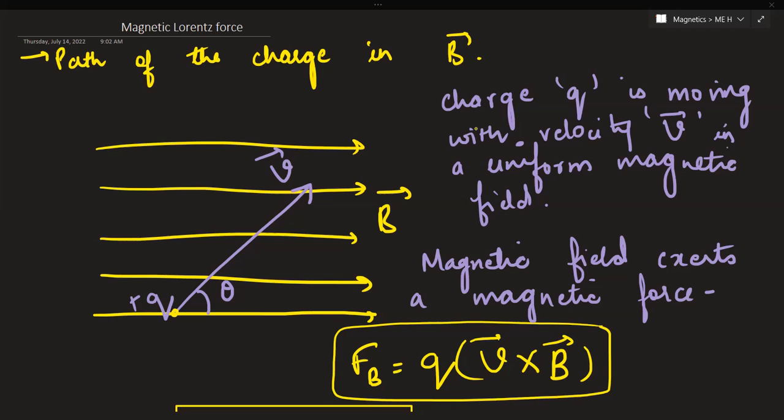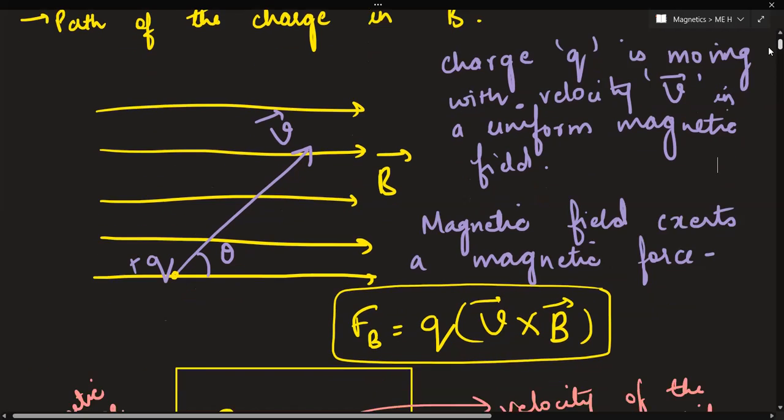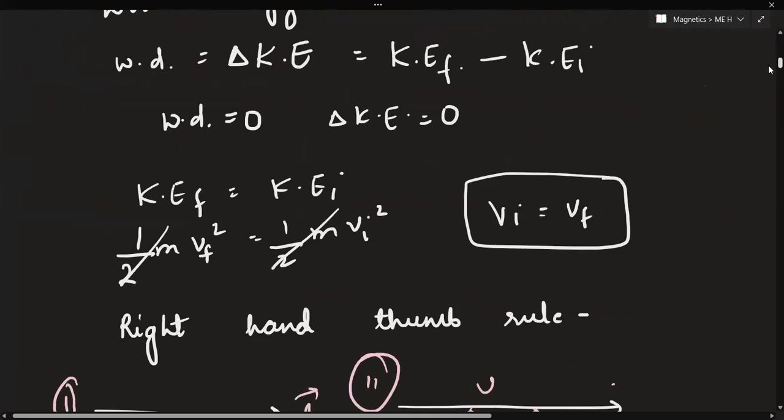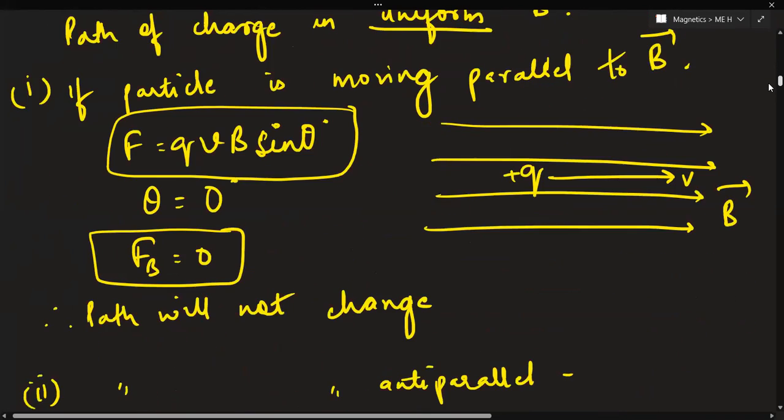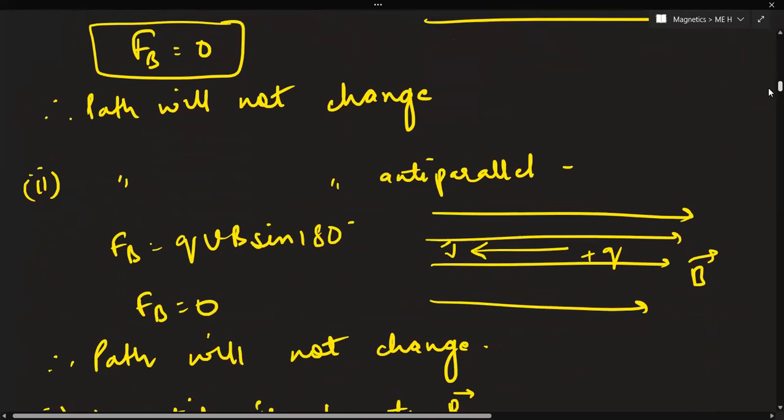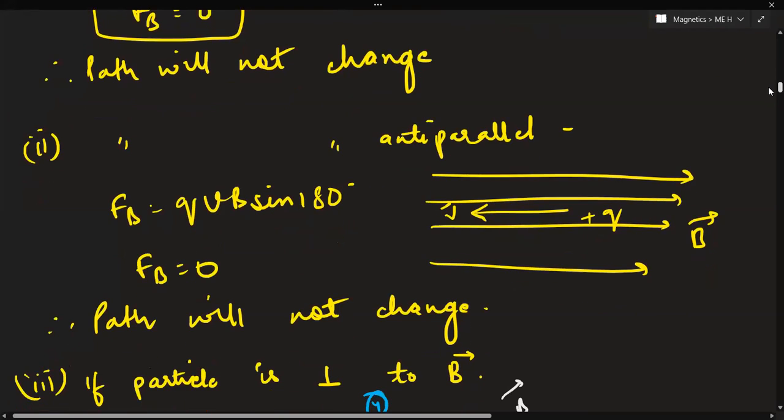Magnetic Lorentz force was what? QV cross B, and based on sine theta, QVB sine theta is QV cross B. Based on QVB sine theta, we have various values. We have four cases. First case was if B and V both are parallel, making an angle of 0 degree. So force is 0. If it is anti-parallel, making an angle of 180 degree, force will still be 0. So parallel or anti-parallel, in both the cases magnetic force will come out to be 0.